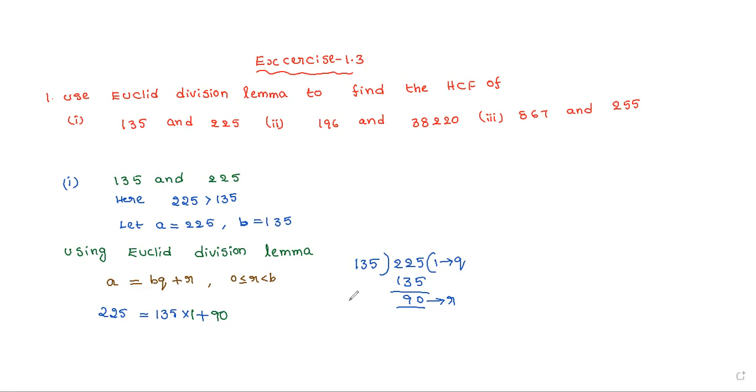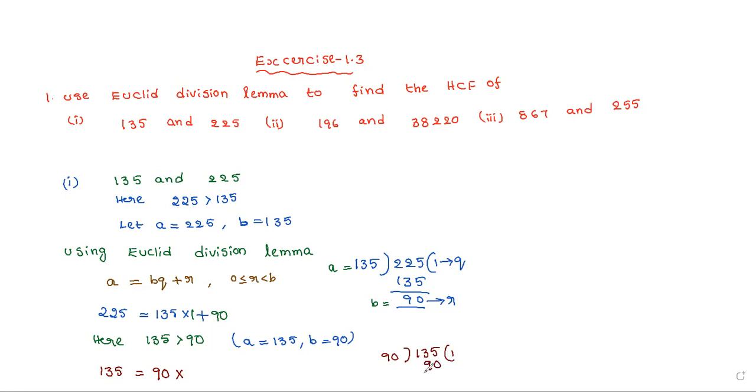Next, the value we considered, this is called the a value. Next, consider a value, b value. So here 135 is greater than 90. So again apply Euclid division lemma. Here a value 135, b value 90. Again apply: 135 is equal to bq plus r, division of 90.